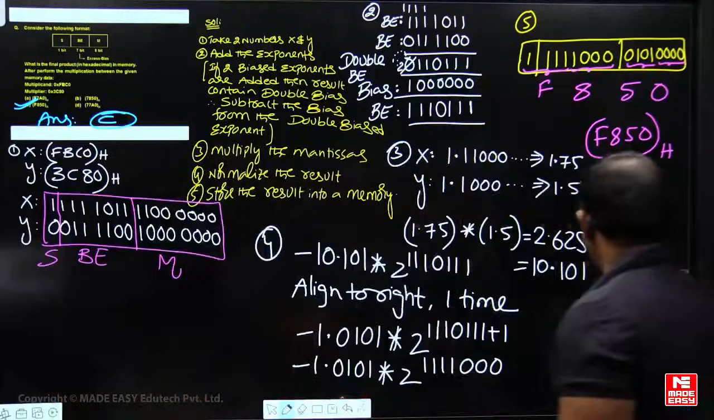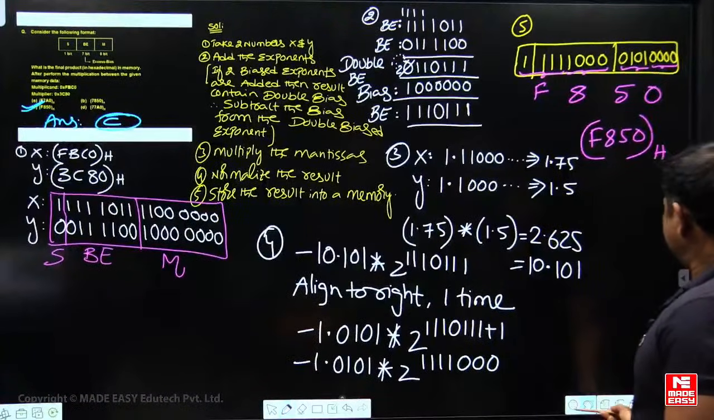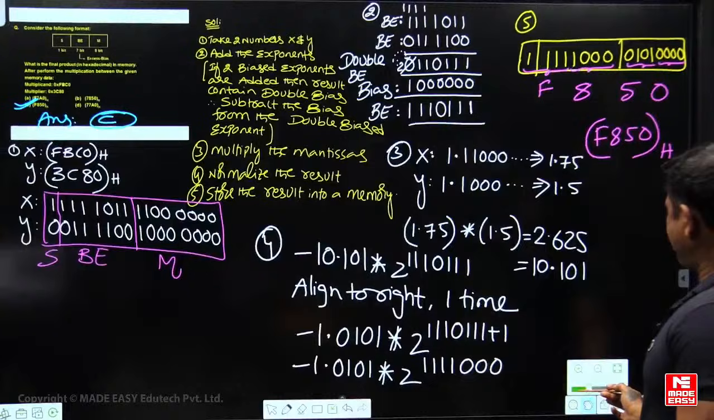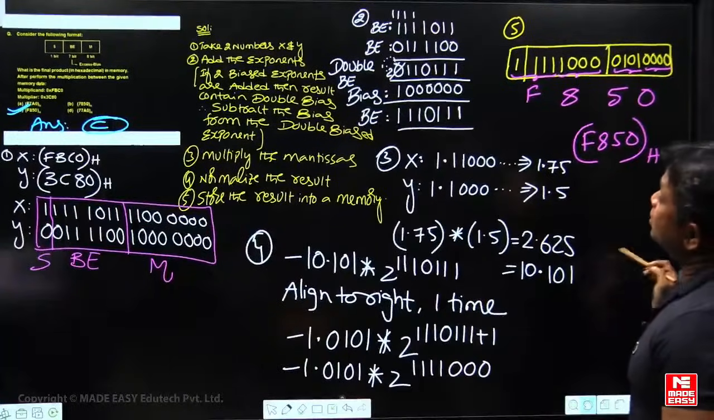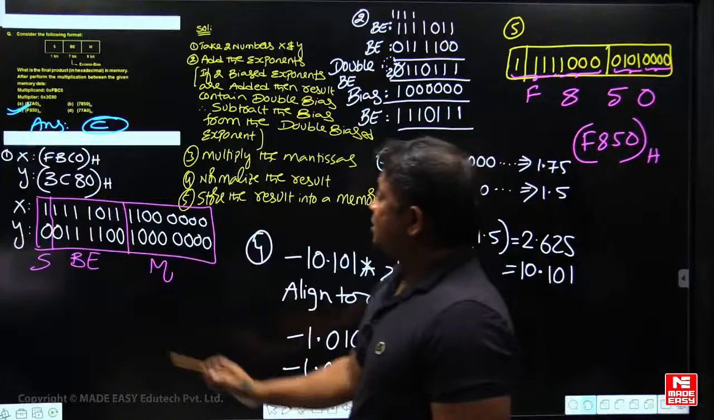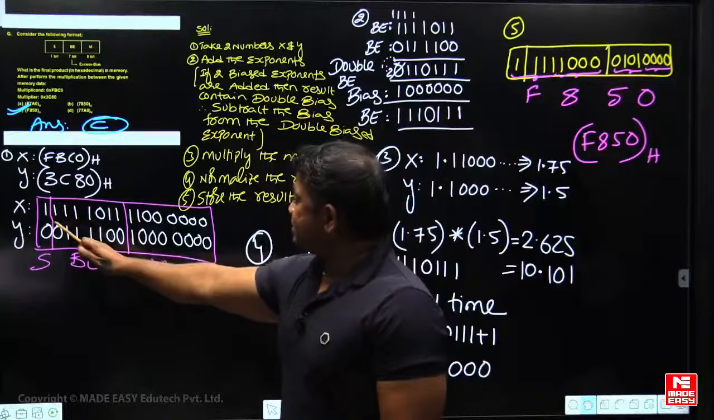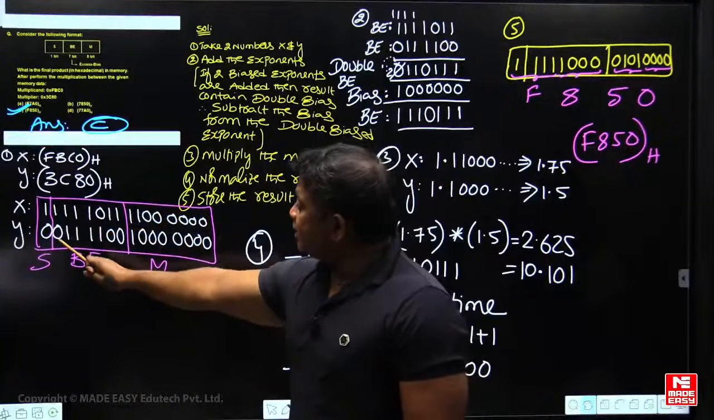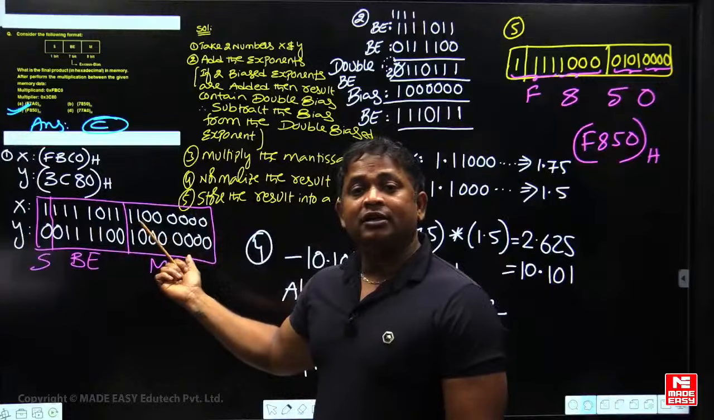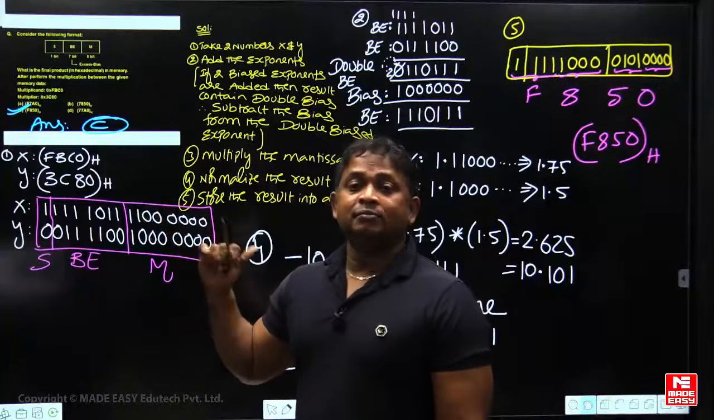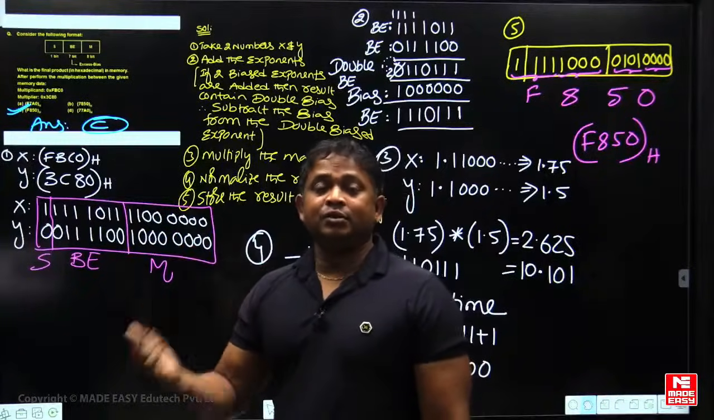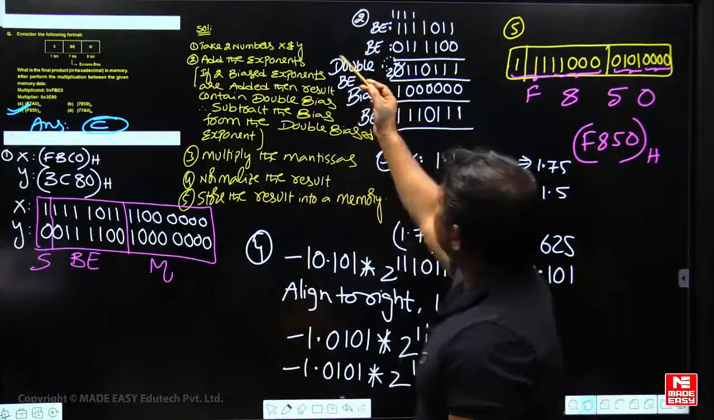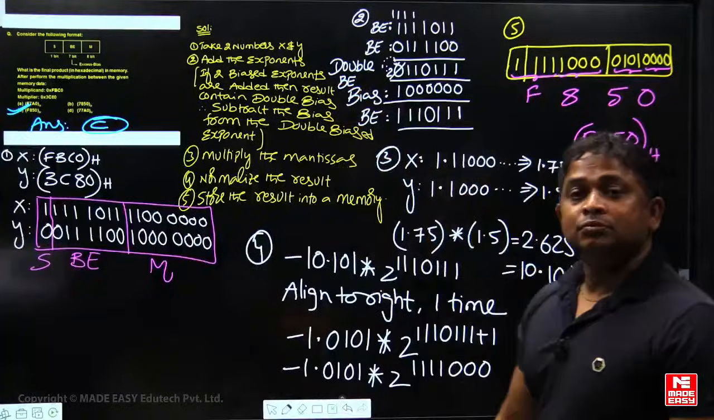Okay students, this is the procedure. Some of you are solving it like this: X is given like this, then you convert its value to decimal, convert the Y value to decimal, multiply both decimal numbers, and again do the same procedure. Instead of doing that, use a direct approach.